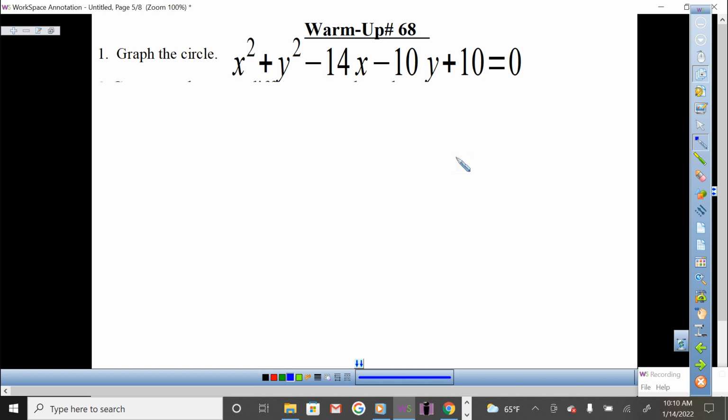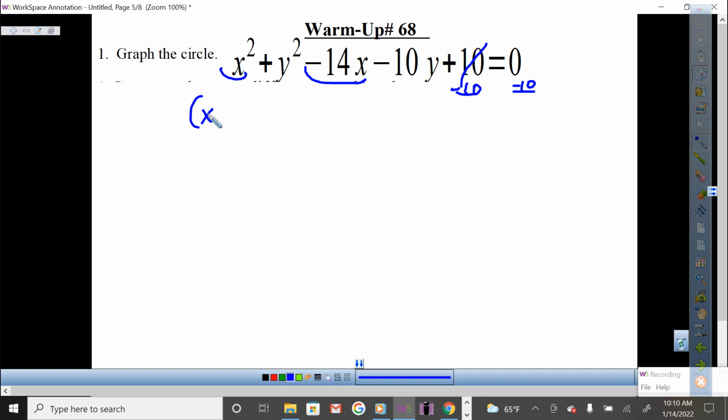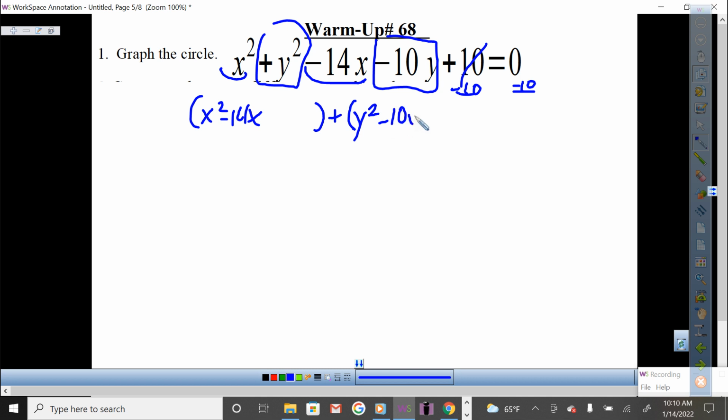So we need to eliminate the constant. What is my constant? The 10. So you should have subtracted 10 from each side. Then grouped like variables. So that gives us x squared minus 14x, empty space, close parentheses, plus y squared minus 10y, empty space, close parentheses, equals negative 10. So far so good?